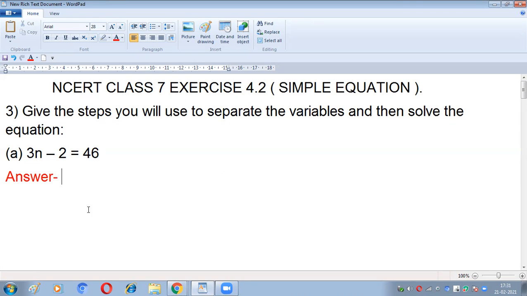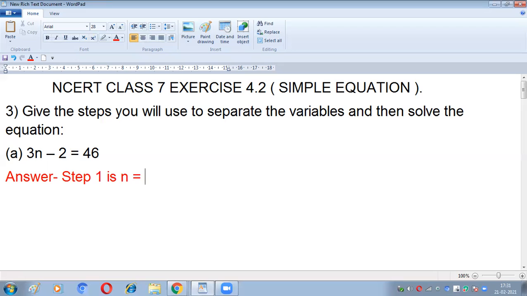Okay, so our first step will be to move the left hand side numbers to the right hand side. We have to just shift the left hand side values or integers to the right hand side. So step 1 is to find the value of n.